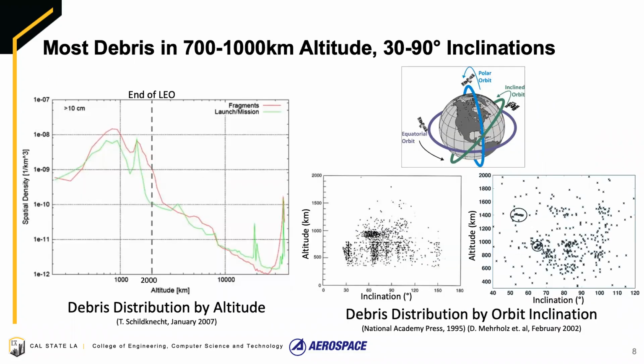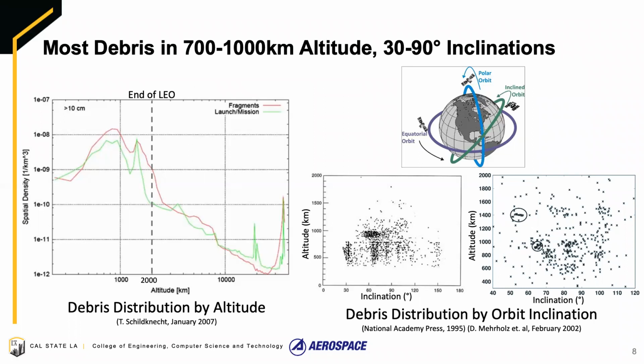So to determine where our debris deorbiter would be most needed, we looked into the debris density at different altitudes and orbital inclinations. In the graph on the left, we can see a graph of debris density at different altitudes. And from this graph, we can see that the highest density of debris is between around 700 to 1,000 kilometers of altitude, which is the area that we decided to target.